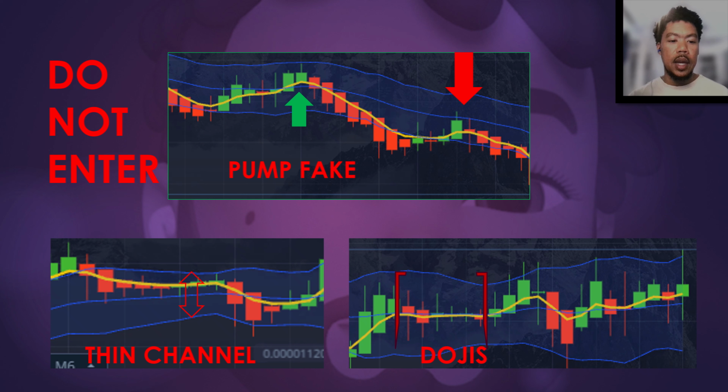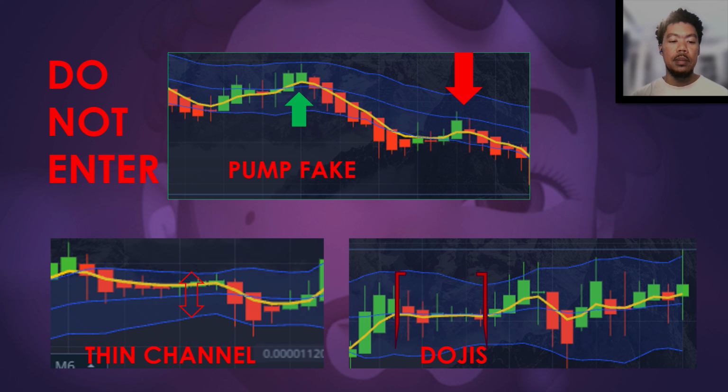The second one, thin channel. If the channel's thin, understand the range is weak, so there's not much area that's going up or down. It's best to stay out of them because if it crosses over, it may drop down or it may jump up. But will it jump up or drop down in the 5 seconds that you selected? You don't know.